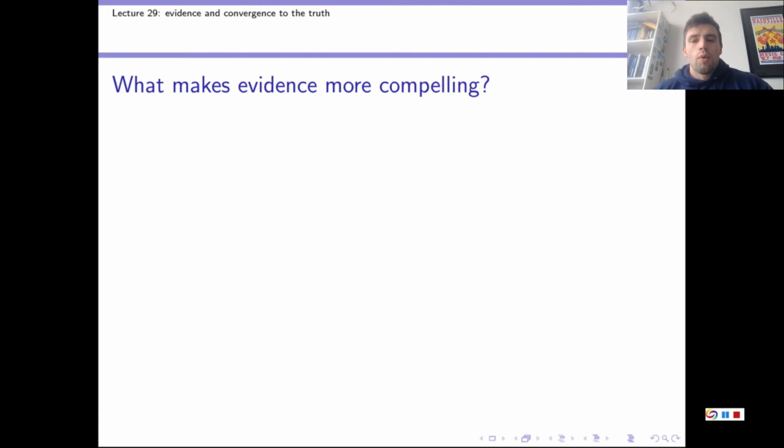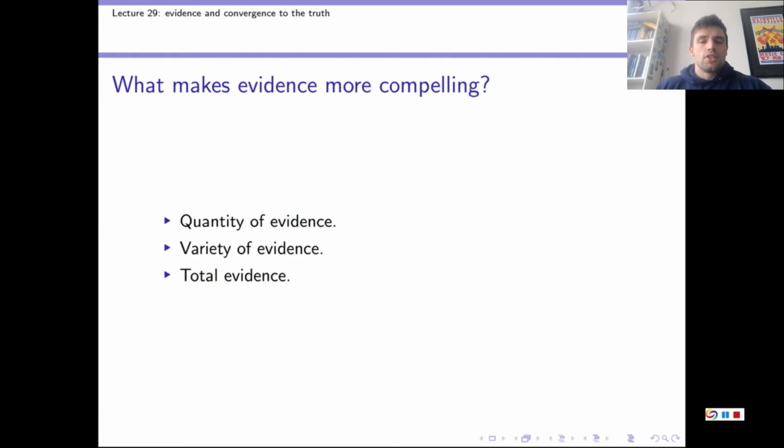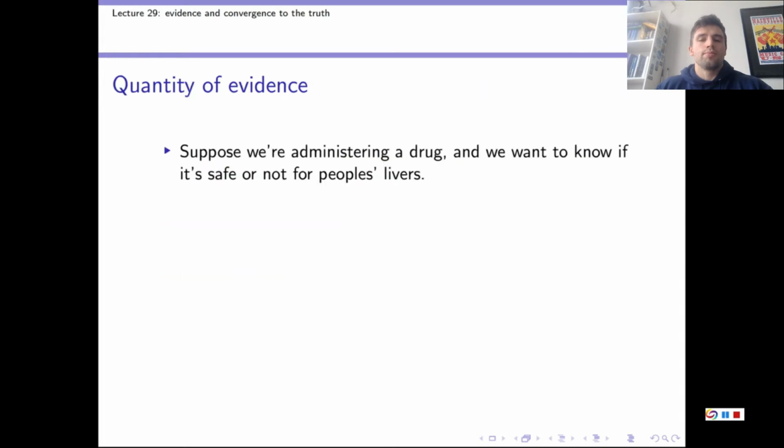So first, what makes for more compelling evidence? We're going to talk about three things: quantity of evidence, variety of evidence, and using your total evidence. We'll spell out how each of these makes for more compelling evidence through some examples, so we're going to tackle them one by one. So first, quantity of evidence.